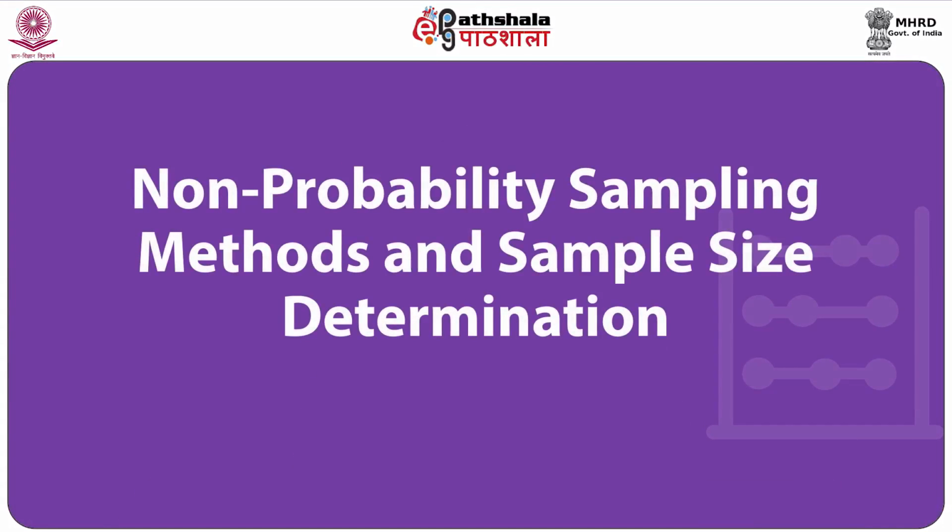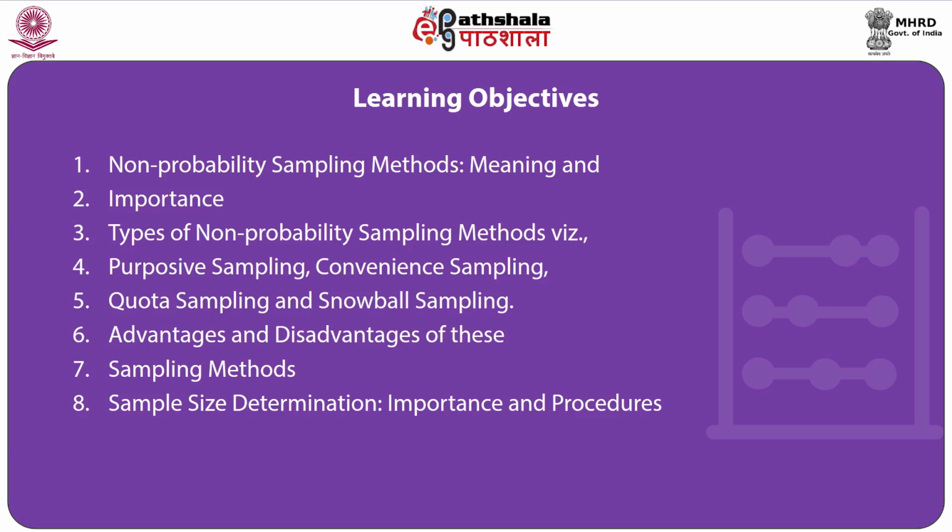Dear students, in this module we will discuss and gain knowledge about the non-probability sampling methods and the sample size determination. The learning objectives concerned to this module are non-probability sampling methods, their meaning and importance, types of non-probability sampling methods like purposive sampling, convenience sampling, quota sampling and snowball sampling, advantages and disadvantages of these sampling methods, and finally we will discuss sample size determination, its importance and procedures.